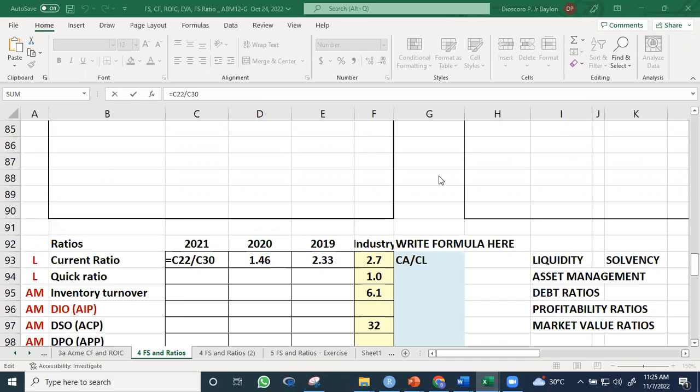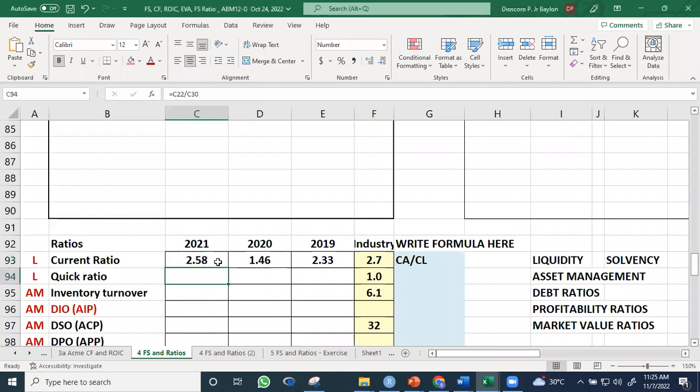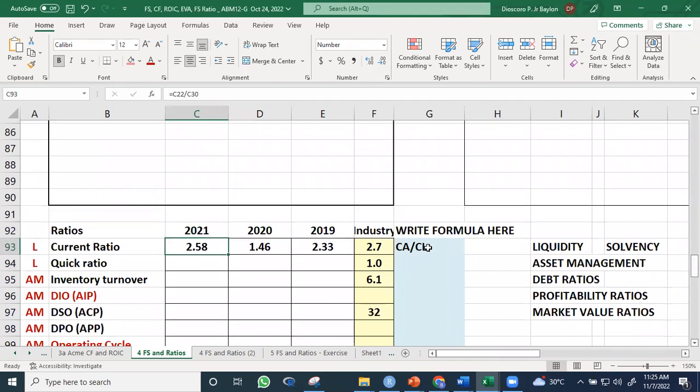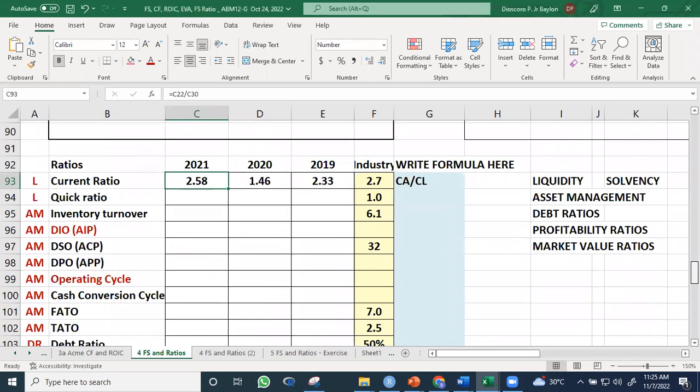All right, so let's take a look at our answer. So what does this mean in 2.58 na to? Well, you know the formula. So the straightforward way to interpret this is that for every 1 peso of current liability that the company needs to pay for the next year, the company has 2.58 pesos of current assets to pay off its current obligations.